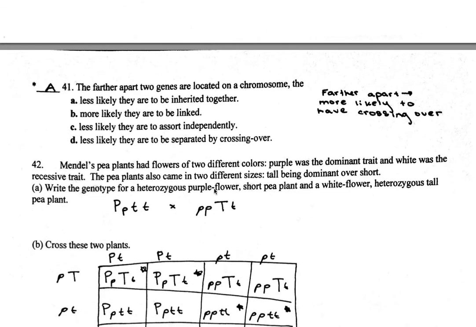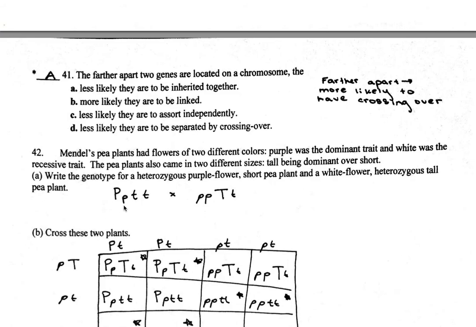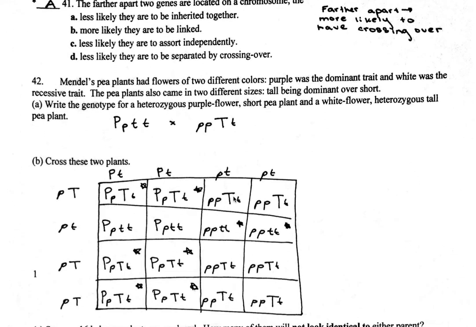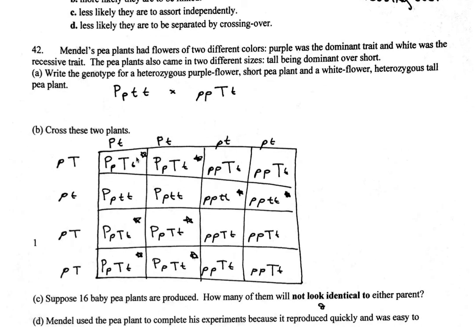Alright, write the genotype for a purple flower, short pea plant, and a white flower, heterozygous tall plant. So I've got a purple, short, right, and a white, tall. Now, for my crossing, let's say for dad, I'm going to do the one up top first. Big P could go with little t, this big P could go with that little p with that little t, or that little p with that little t. So that's what I wrote right there.